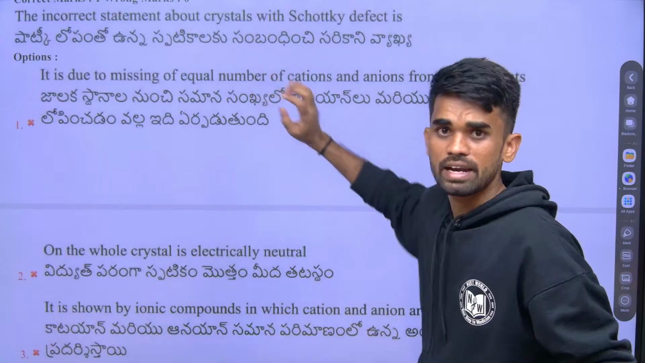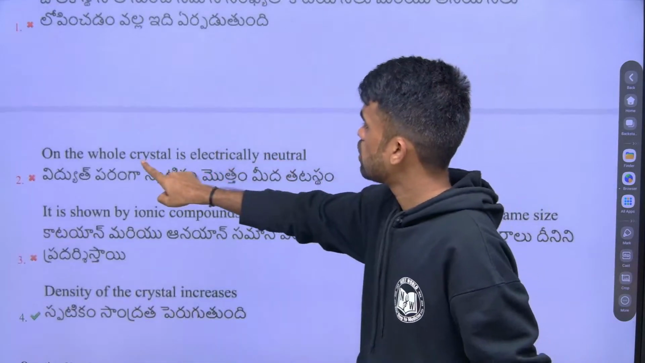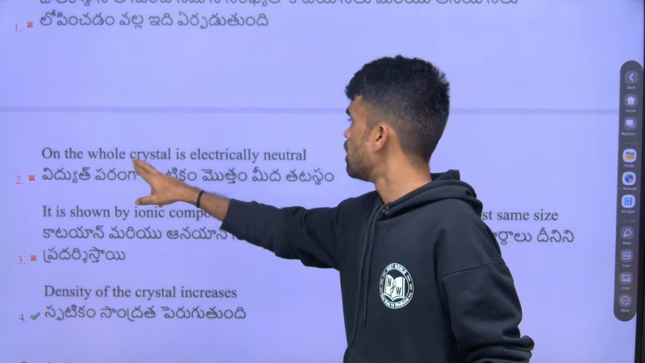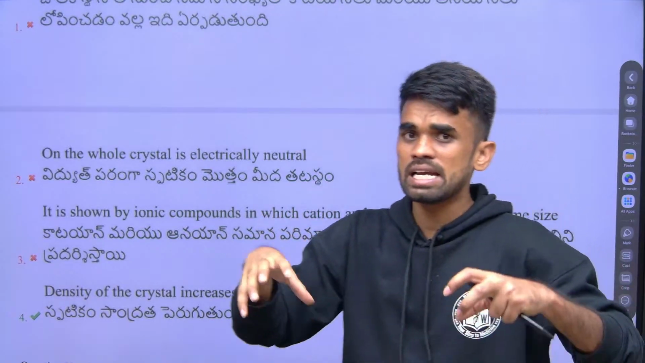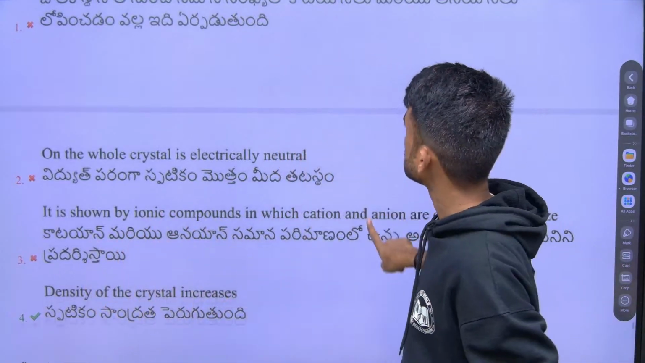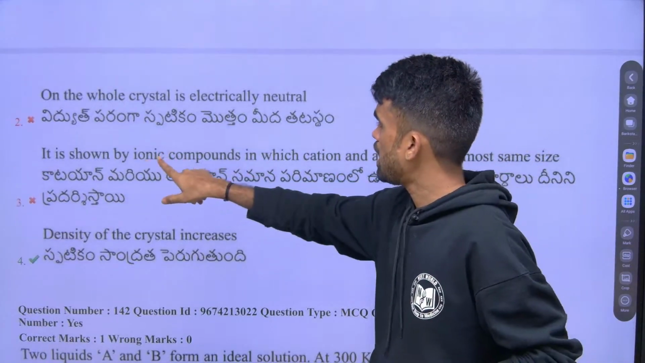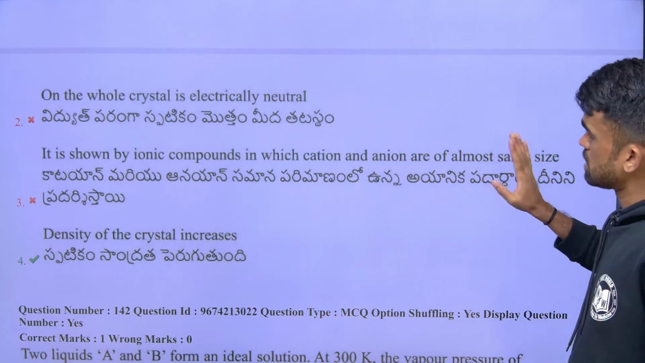Okay, this is a correct statement only. They are asking about the incorrect one. Okay, next, on the whole the crystal is electrically neutral. This is also correct because the same number of cations and anions are missing from the lattice. Okay, next, it is shown by ionic compounds in which cation and anion are of almost the same size. Yes, this is also correct.